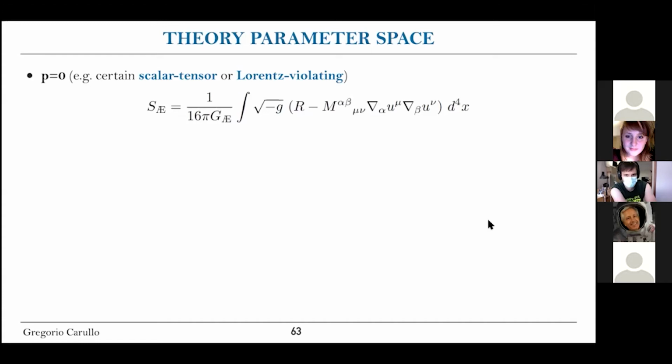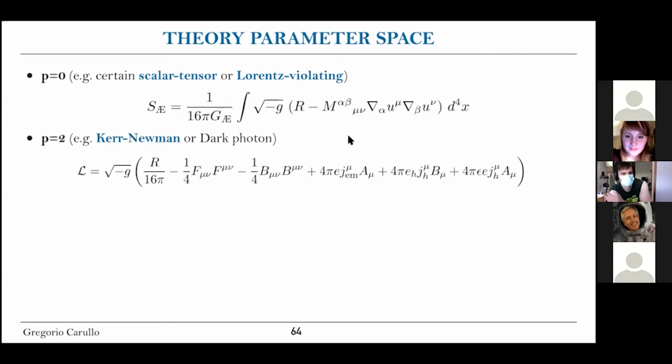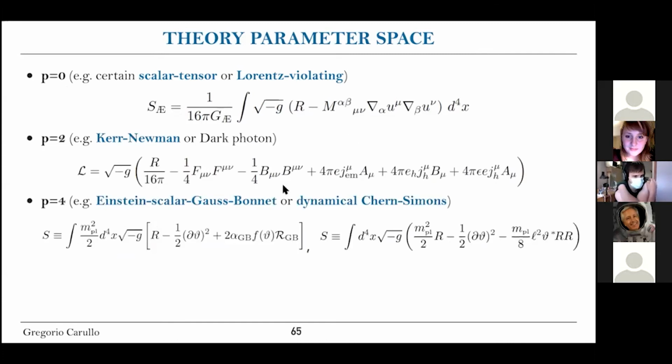So some of the classes of theories to which you can apply all of this are, for example, p equals 0. The case of p equals 0 would be scalar-tensor theories or Einstein-Aether, so Lorentz-violating gravity. Then for p equals 2, you have a dark photon. For p equals 4, you would have, for example, some well-studied cases of quadratic gravity. And for example, in dynamical Chern-Simons, you can easily understand what's the coupling parameter I'm adding to the Ringdown.